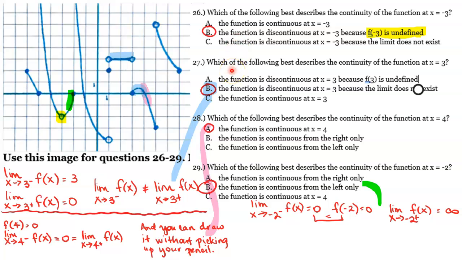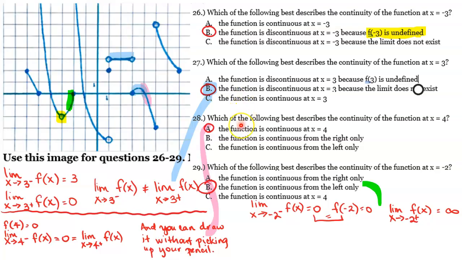All right, then 27, which best describes the continuity at x equals +3. So over here at +3, you can see that it is defined: when x is equal to 3, y is 0. But the limit from the left is +3 and the limit from the right is 0. So since the limit from the left is 3 and the limit from the right is 0, the limit from the left doesn't equal the limit from the right, so the limit does not exist. So this one is discontinuous at 3 because the limit does not exist.